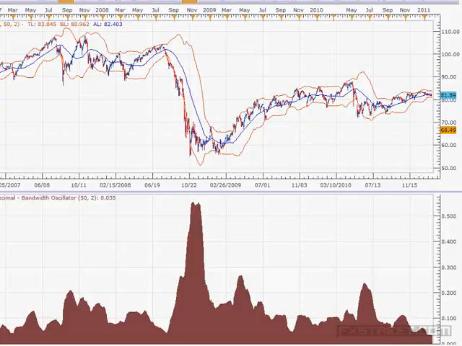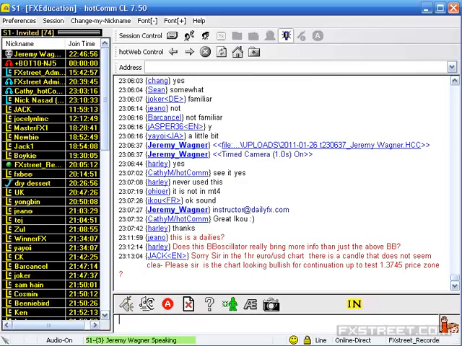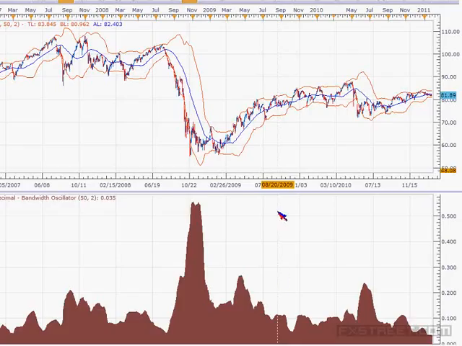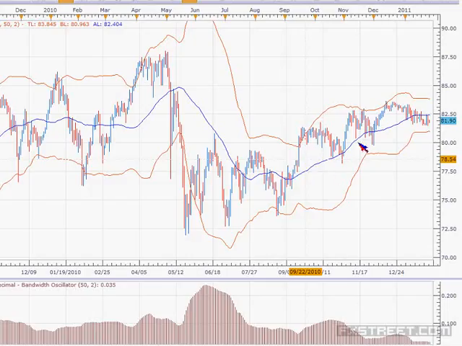Harley, our question here: does the Bollinger Band oscillator really bring more info than just the Bollinger Bands? Well, I can see part of what your question is, in that the oscillator is constructed as a result of the Bollinger Bands. So you can't construct the oscillator unless you construct the Bollinger Bands. Now, what does it really tell us beyond that?